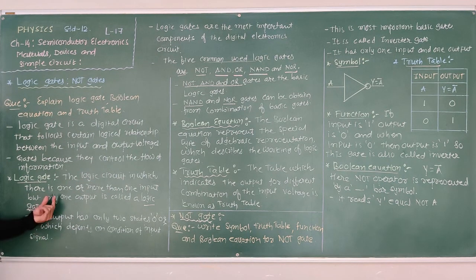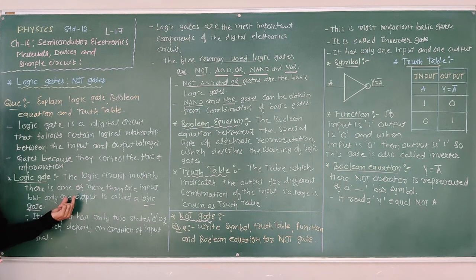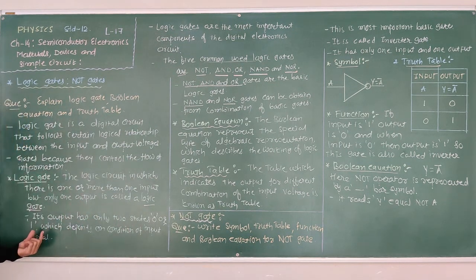The output of a logic gate has only two states, either 0 or 1. In a logic gate, there are one or more inputs but a single output. Whatever output is obtained depends on the combination or the condition of the input signals. Clear?